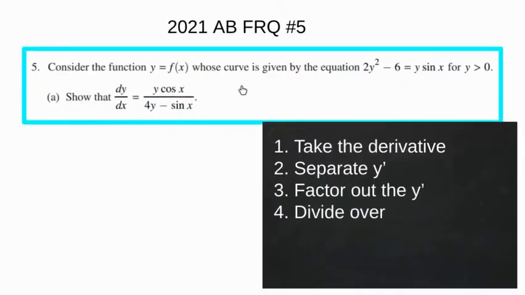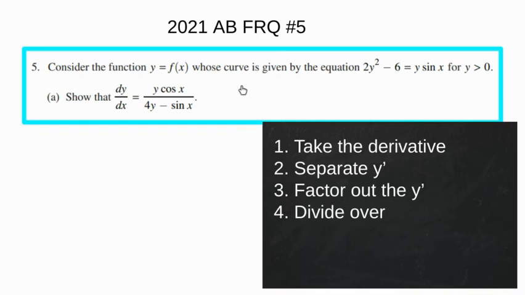Now let's look at an example of an FRQ. This is from 2021 AB. So it says, consider the function y equals f of x, whose curve is given by the equation 2y squared minus 6 equals y sine x for y is greater than 0. So show that dy/dx equals y cosine x over 4y minus sine x.